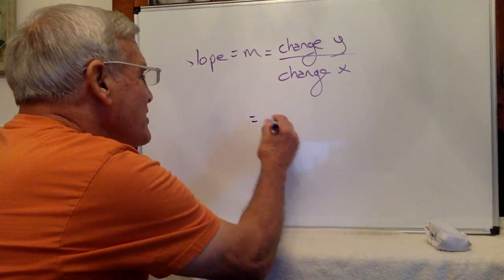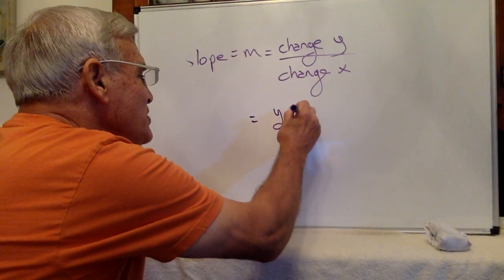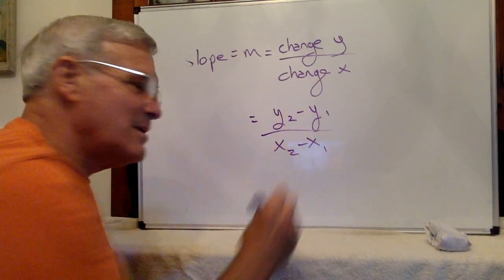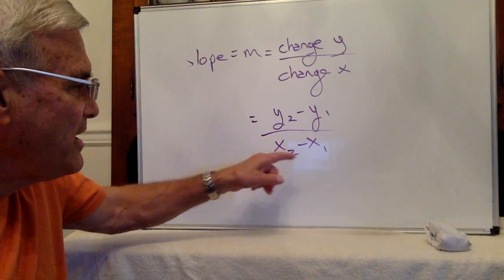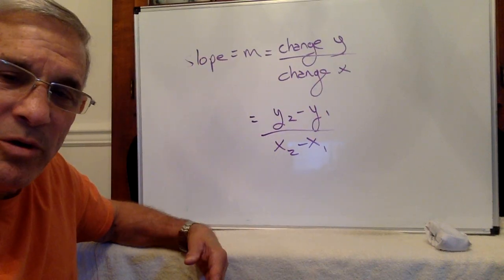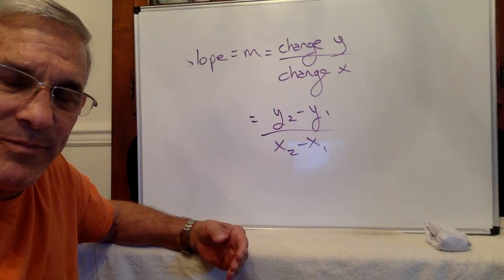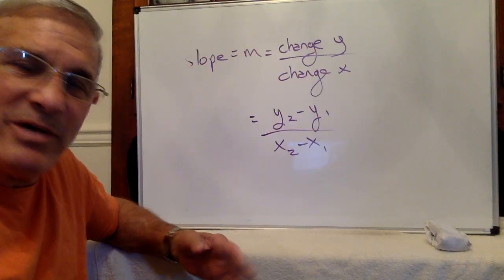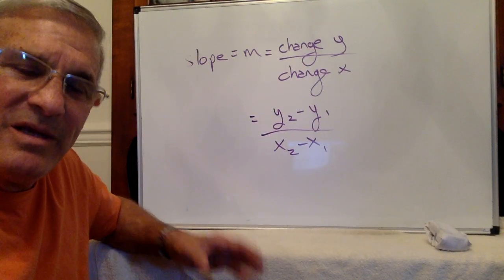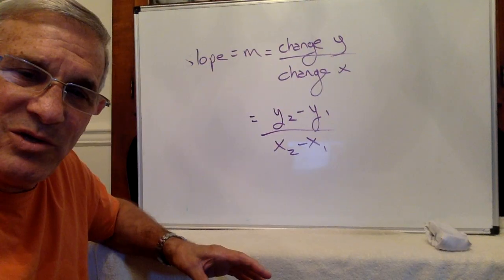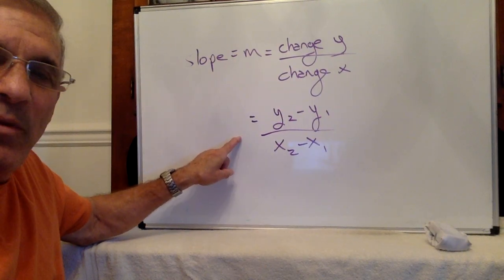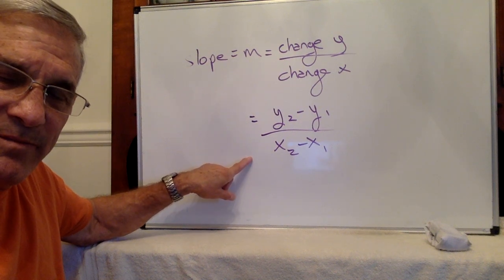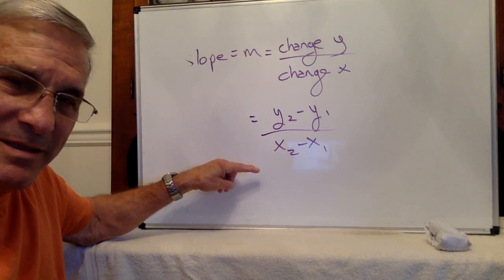The most common form that you're going to see is y sub 2 minus y sub 1 over x sub 2 minus x sub 1, where x1, y1, x2, y2 are the coordinates of any 2 points on the line. It doesn't matter how far apart or how close together you pick your 2 points, if you can get the x and y coordinates of those 2 points, the slope of the line is y2 minus y1 over x2 minus x1. Be careful the way you subtract.